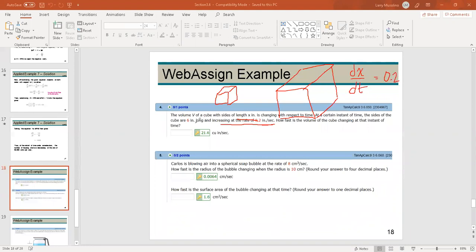Also, they want to know how fast is the volume changing when the length of the side is 6 inches long. Well, that's giving us x equals 6.